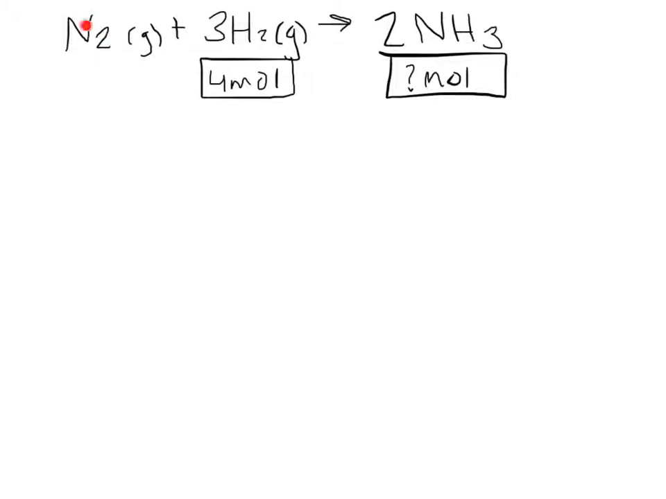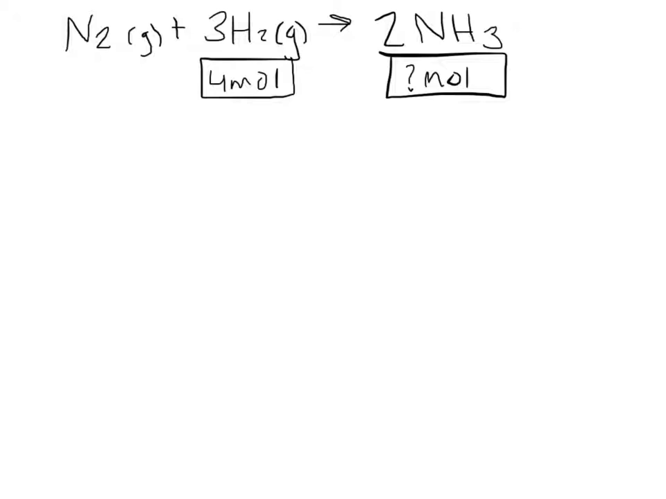We have 2 nitrogens on this side, 2 on the other side with that coefficient. We have 3 molecules of H2 giving us a total of 6 atoms of hydrogen, and the same on this side. So 2 times 3 gives us a total of 6 atoms of hydrogen. Our equation is totally balanced. Now we can get started.